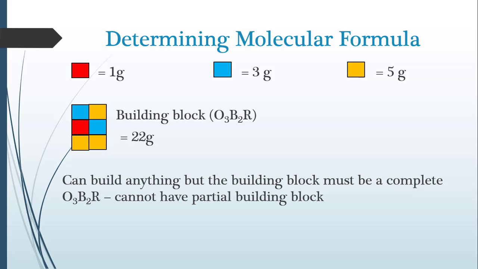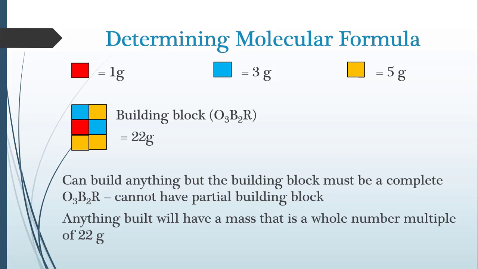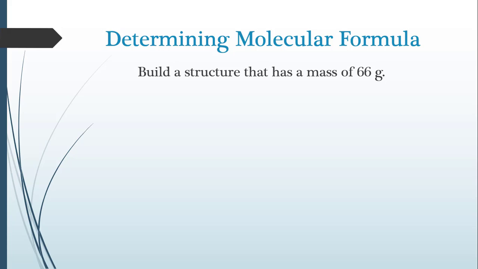Now I can build anything I want, but I have to use the building block and I must use a complete building block. I cannot have a partial building block. Thus, anything that I build will have a mass that is a whole number multiple of 22 grams. If I know the mass of the object, I can divide it by 22. I'll know how many building blocks I need. So suppose I'm told to build a structure that has a mass of 66 grams. Well, 66 divided by 22 is 3 blocks. I need 3 of the building blocks.